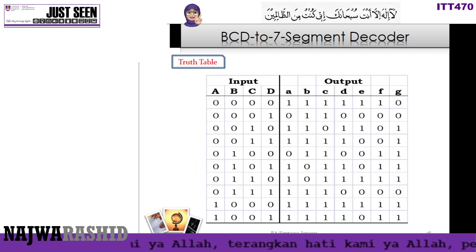And then this is the truth table for the BCD to 7 segment decoder. We have inputs A, B, C, and D, and then the outputs are A, B, C, D, E, F, G. These are the 7 columns of the output.